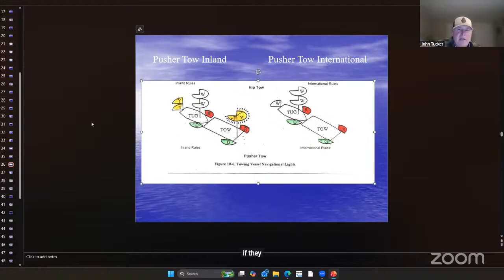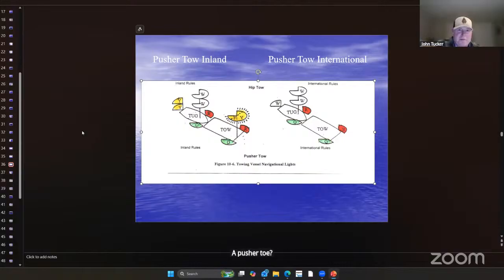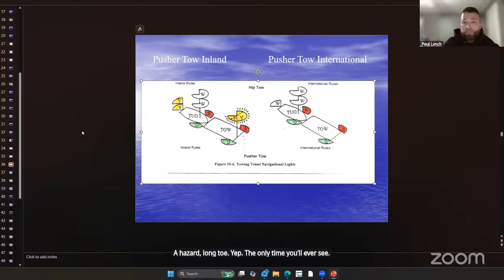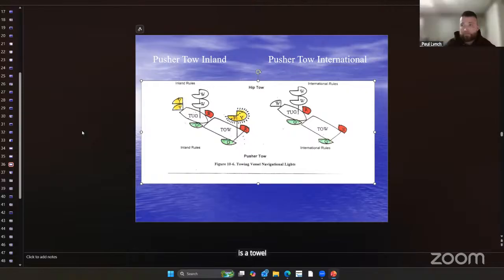If they can add another mast headlight, a mast white light, if it's a larger vessel, right? Can it go from 2 to 3, or is it always just 2? The only time you would ever see 3 mast headlights in a vertical line is on what kind of tow? A pusher tow? A hawser, long tow. Okay. The only time you'll ever see mast headlights stacked on top of another is a tow. A hawser tow, hip tow, pusher tow. Those are the only time you're going to see mast headlights stacked right on top of each other.